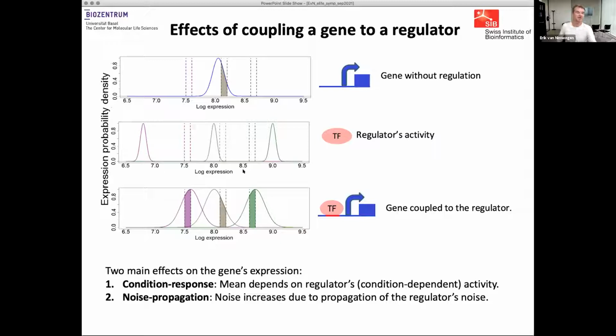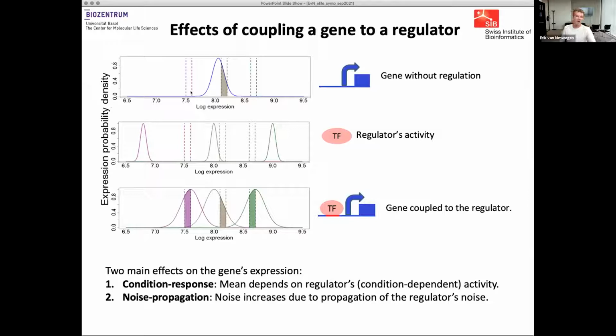So we're imagining that cells undergo three environments, here a red, a gold, and a green environment, and these little shaded regions show you that in order to survive and grow in the red environment, the gene has to express in this range, in the gold environment in this range, and in the green environment in that range. Now, if you start with some gene that is without regulation, it might have an expression distribution across single cells that looks like the blue distribution.